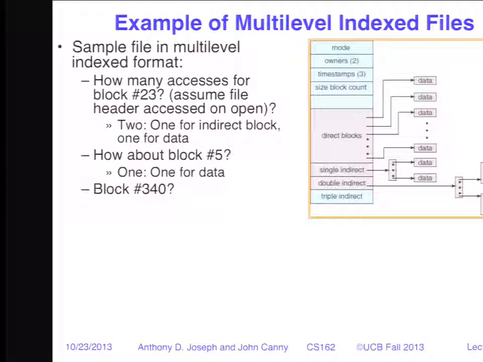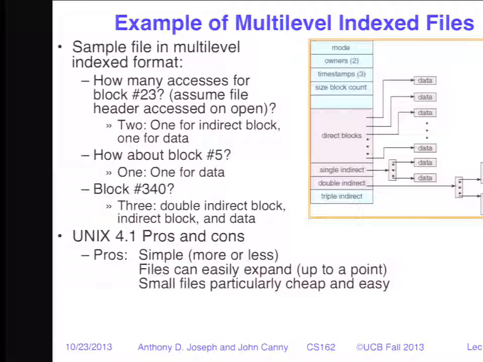Three, right? We have to read the doubly indirect block, and it's more than the first 10, okay? It's more than the next 256, right? So that would be the first 266. And so we have to read the doubly indirect block, and then we have to read the singly indirect block, and then we can actually read the data. Okay? So pros and cons here. So the advantage here is it's very simple, relatively speaking.